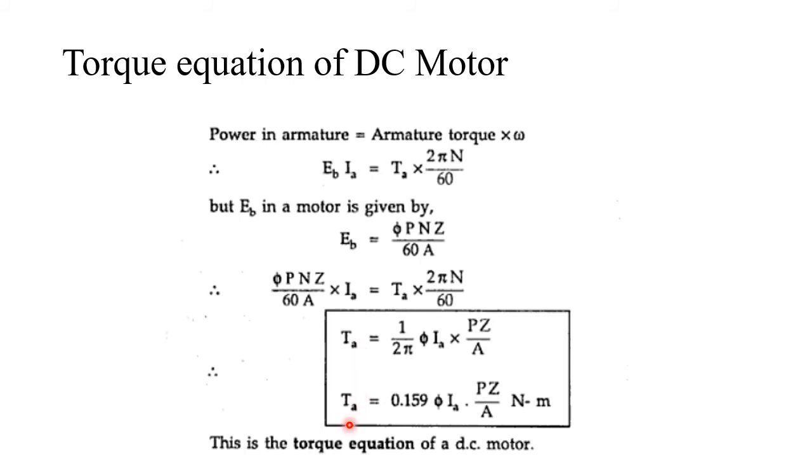Which is 0.159 multiplied by flux times armature current multiplied by PZ by A.